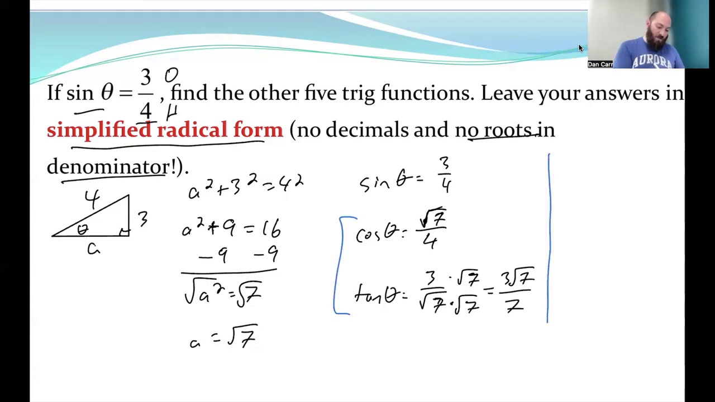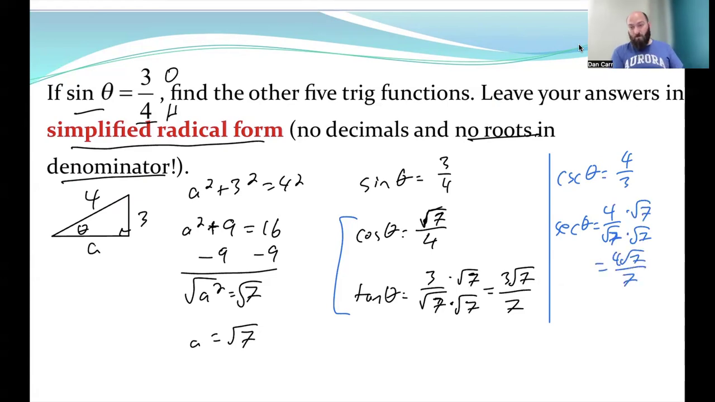Now I need to do all my reciprocals. So I'm going to start with cosecant of theta. That's going to be just 4 over 3. Then I've got secant of theta. That's going to be 4 over root 7. But same thing, I need to rationalize this. So I multiply by root 7. So I get 4 root 7 over 7 for that one.